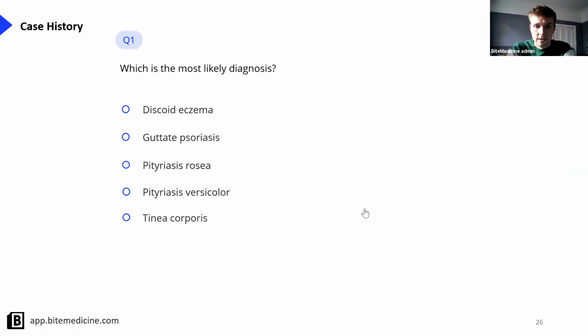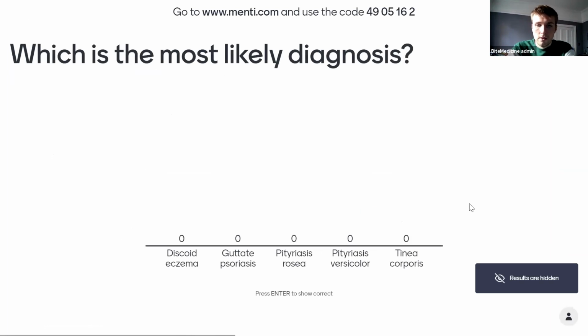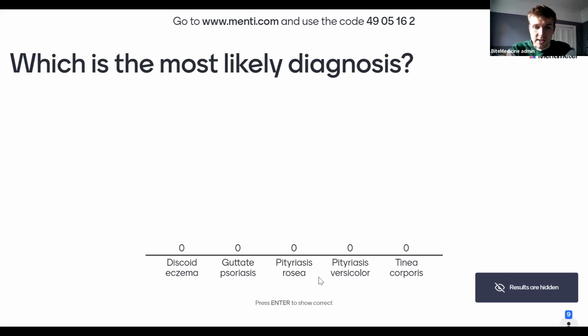Again, we're heading over to Menti. Which is the most likely diagnosis from that case, with that picture? The options being discoid eczema, guttate psoriasis, Pityriasis rosea, Pityriasis versicolor, and tinea corporis. And just while you guys vote, someone's asked a question about whether there has been an increase in the prevalence of sebderm due to having to wear face masks during the COVID era? This will be an N=1 answer, I'm afraid, which is myself. And essentially, I can say that I haven't had any issues.